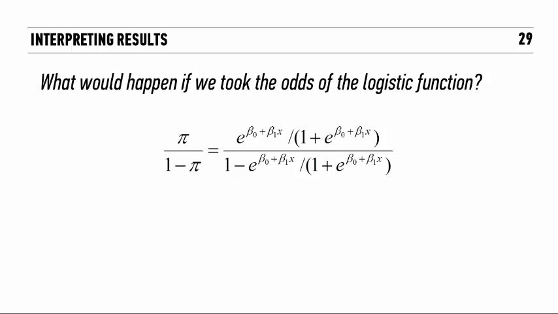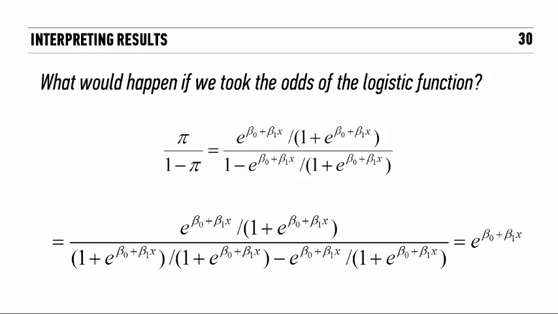Here's the part where I'm asking you to take a step of faith with me, and I'll tell you why we're doing this in just a moment. What would happen if we were to take the odds of the logistic function? Remember, the logistic function gives us the probability of class membership. I'm going to show you a little bit of math, so if your eyes glaze over, that's okay. You don't need to follow this. Here we have the probability, the logistic function, on the numerator, divided by 1 minus the probability on the denominator. This is just taking the odds of the logistic function.